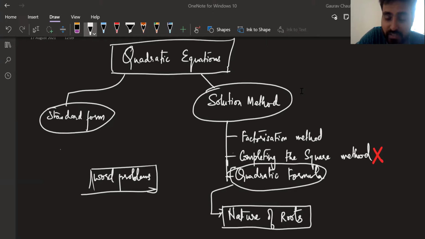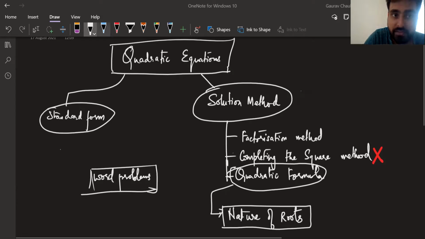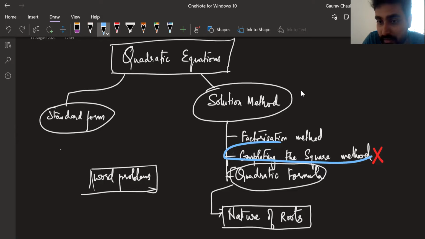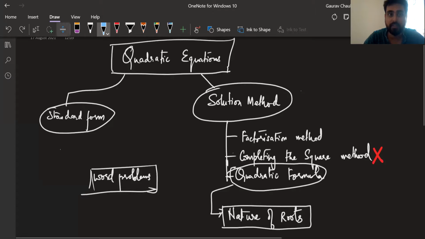What you see on the screen is what this chapter is going to contain. Completing the square method is not in our syllabus right now. We don't know if we will be back. I'll teach you. Like the cross multiplication method, we did not learn it, right? So this we are not learning right now. This is the most beautiful method, but we're not learning it right now. Other than that, everything is on the screen.